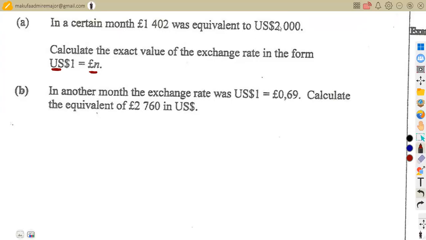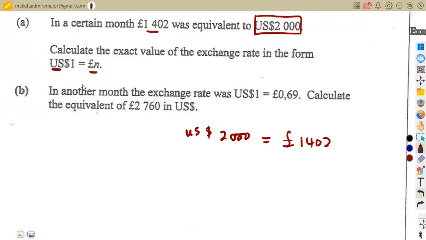So what you simply take is a proportion from the US dollars in this case, because that is the one that you're supposed to refer to in the form. So we are simply saying in form of the US dollar, we are given that 2,000 for that particular month was equivalent to 1,402 pounds. What is going to be the equivalent of $1 in this case? What is going to be the equivalent in form of pounds? That is N representing the pounds in this case.